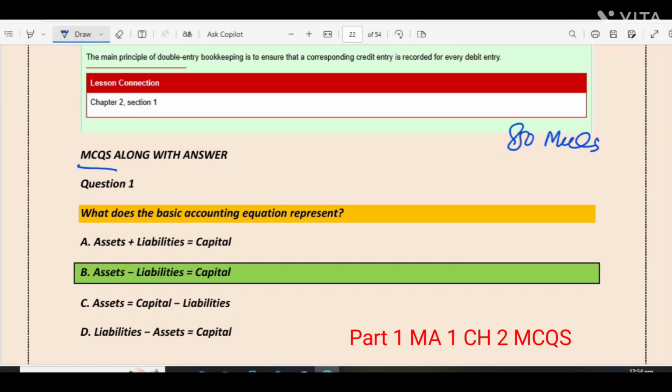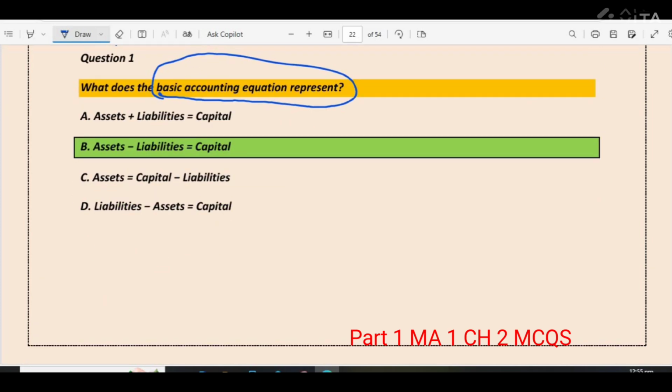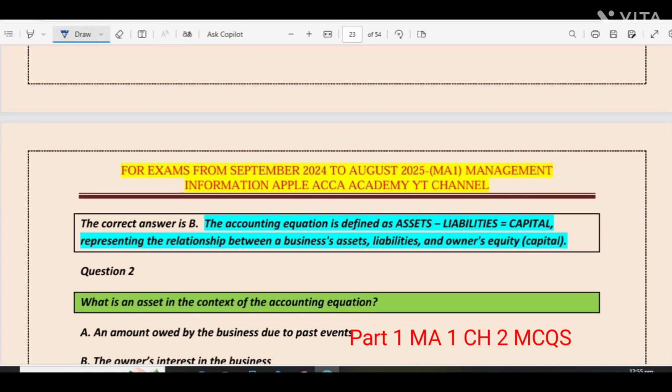So let's get started. Okay, the first MCQ here is what does the basic accounting equation represent? How do you represent the basic accounting equation? So the answer is asset minus liability is equal to capital. So that will be your correct option. Now you see here the accounting equation is defined as asset minus liability is equal to capital, representing the relation between the business asset, liability, and owner equity.